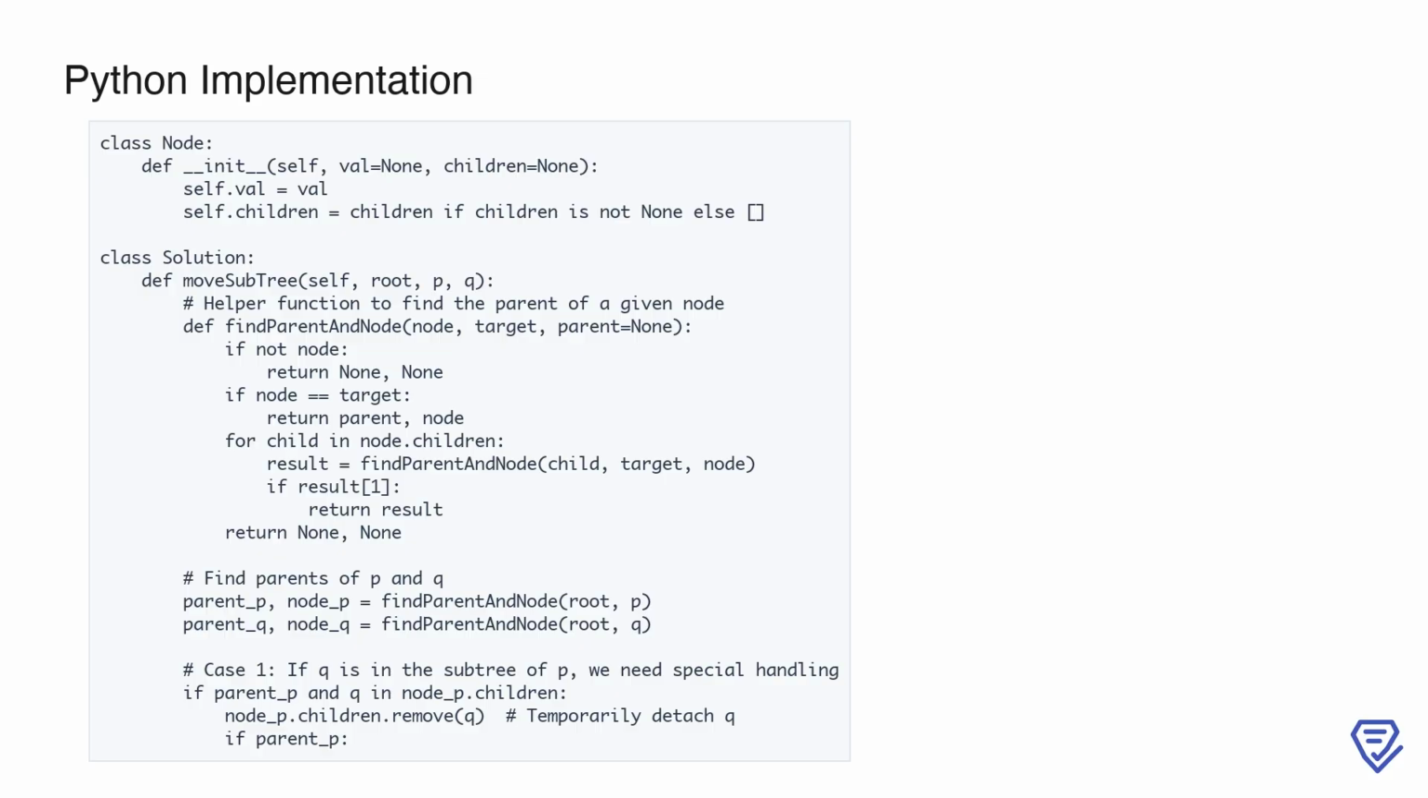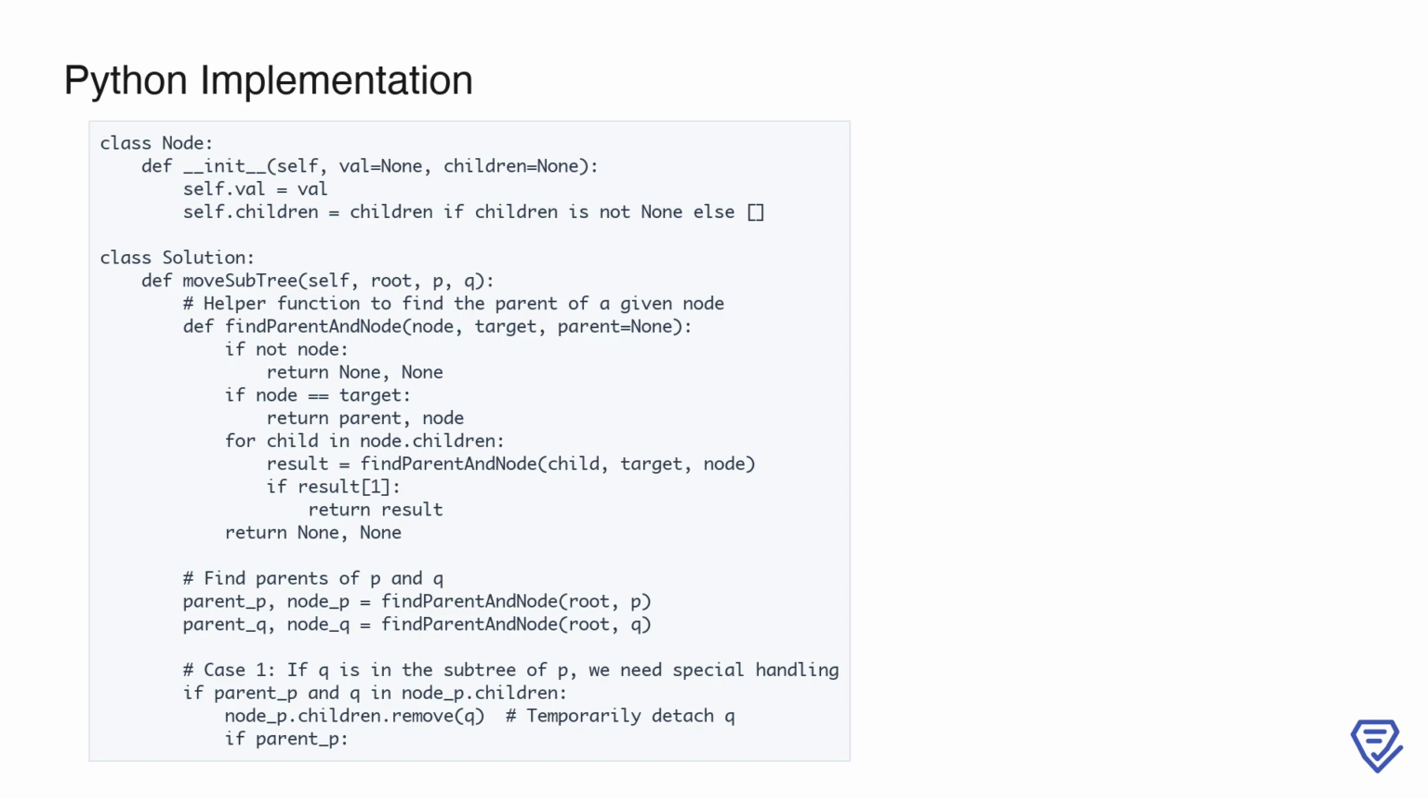A helper function, findParentNode, is introduced to locate both the target node and its parent in the tree. This function works recursively, traversing the children of each node until it finds the target. If the target is found, it returns the parent and the node itself, otherwise, it returns none. Using this helper, we then locate the parents and nodes for both P and Q, the nodes involved in the move. Next, we handle the special case where Q is already a child of P.